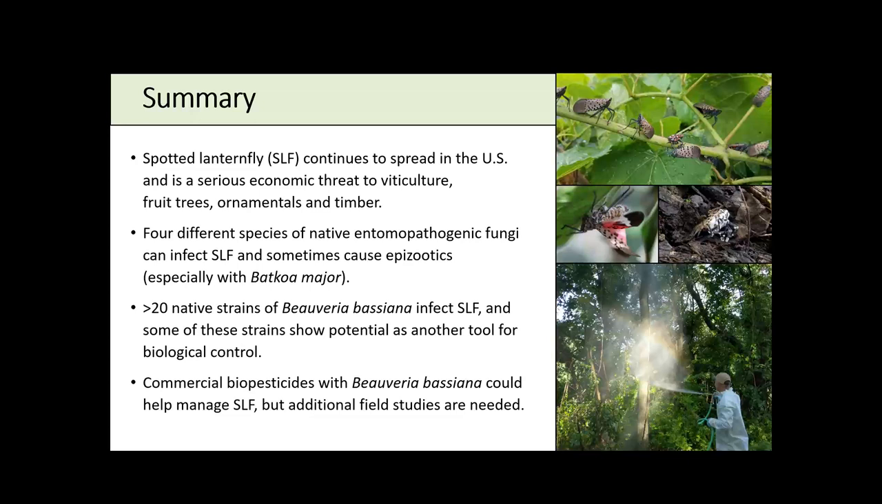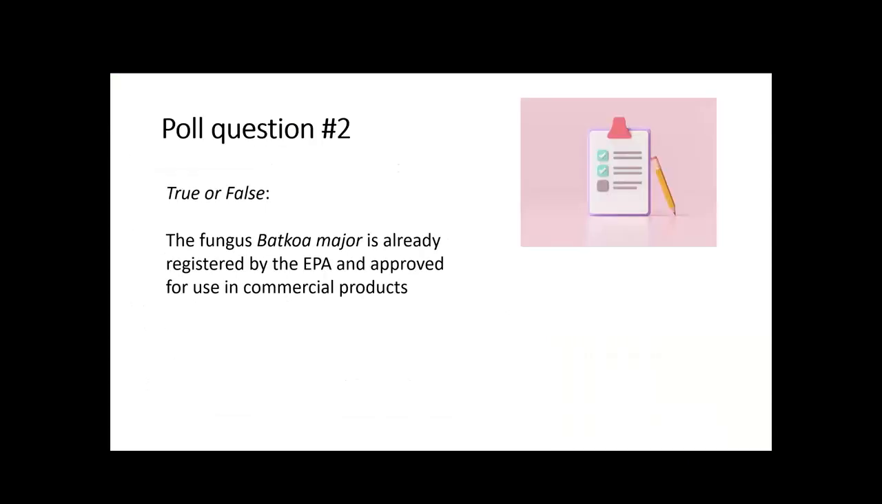And depending on the time, year, the weather, climate, you can see epizootics like we saw with Batkoa major. We know from the DNA work that there's more than 20 native strains of Beauveria bassiana that can infect lanternflies. Definitely has some potential as a biocontrol tool, but I would say more field studies are really needed to tease apart the best life stages to treat, what products to use, and being realistic about expectations, of course, that you spray these lanternflies with Beauveria, they don't just fall over and die instantly. So it may have to be used in certain times and places. I'll leave it at that. I don't want to make too many recommendations yet.